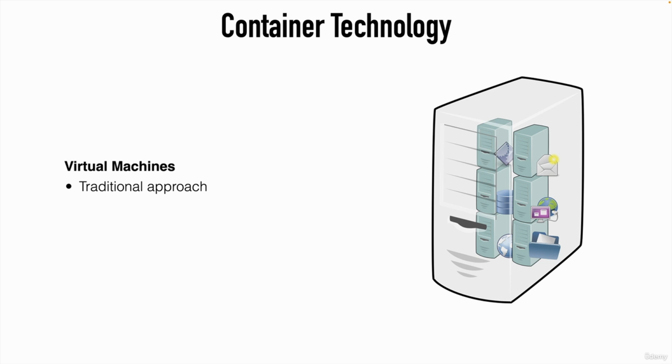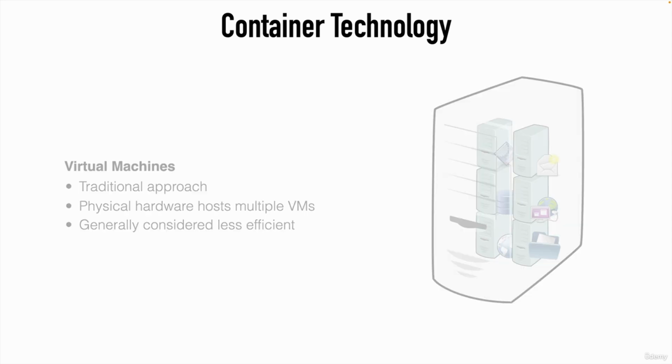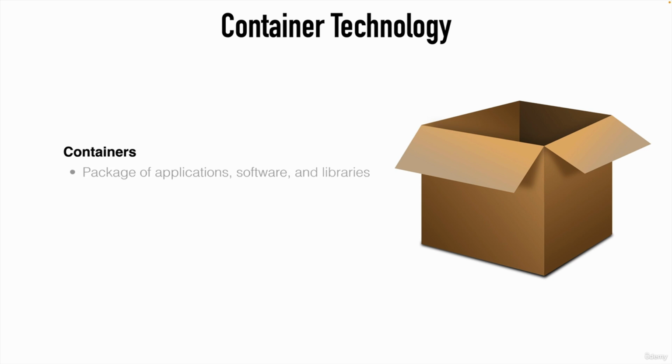With a virtual machine, one set of physical hardware, maybe a single physical server, is able to host multiple virtual machines. Each of those virtual machines will have its own operating system along with its own applications. So we may have various operating systems and apps running virtually on a single physical device. Now, this does create a lot of overhead, and it's generally considered to be inefficient these days.